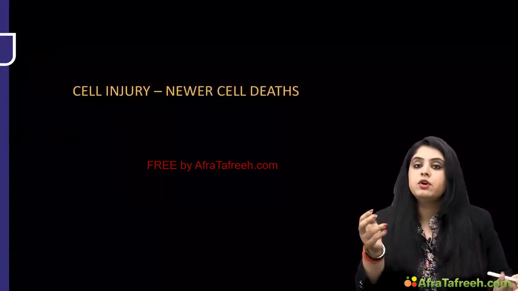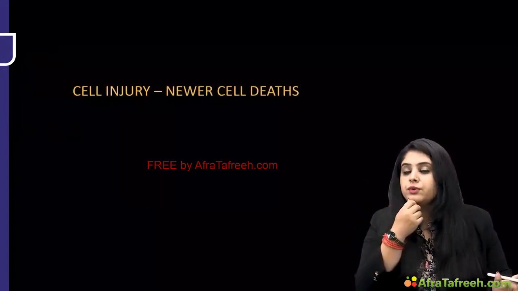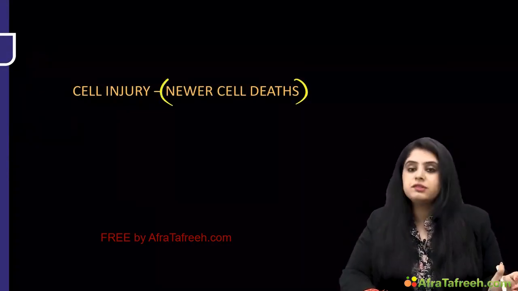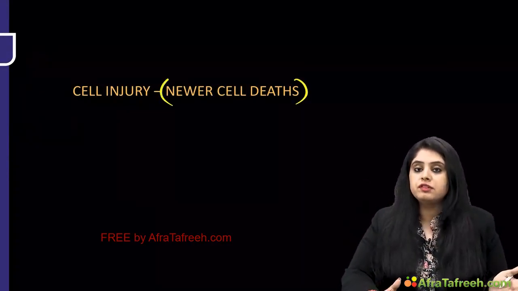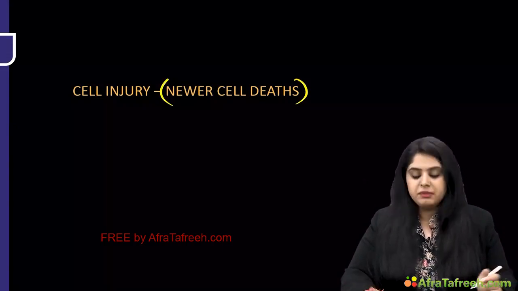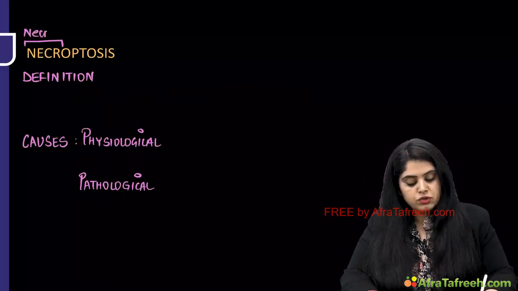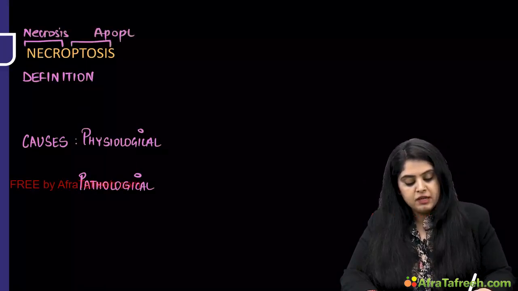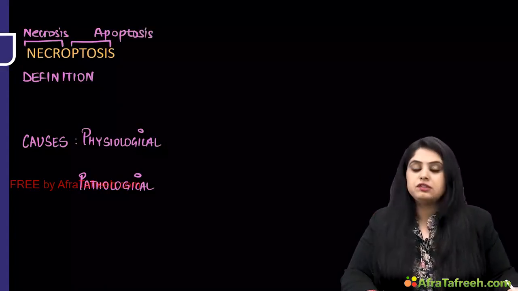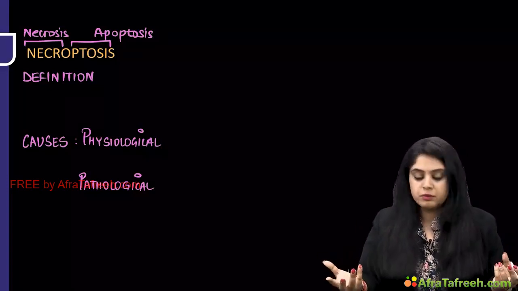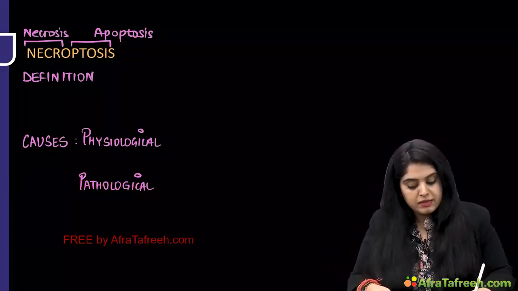So that wraps up your necrosis and apoptosis. What are you going to move on to next? Quickly, you will study the newer cell deaths. Under the newer cell deaths, I want to teach you necroptosis and pyroptosis. Let me start. When I say necroptosis, of course, this is going to be a combination of two things. It is a combination of necrosis as well as apoptosis. Now, when I say necrosis plus apoptosis, so little bit of necrosis it will have, little bit of apoptosis it will have. You guys have to tell me the definition.